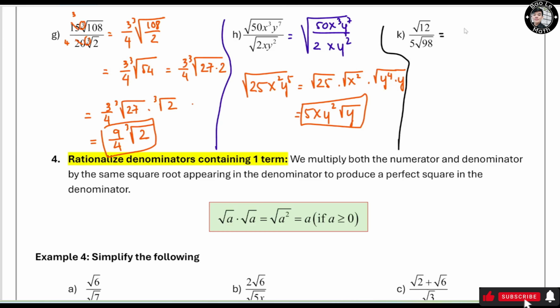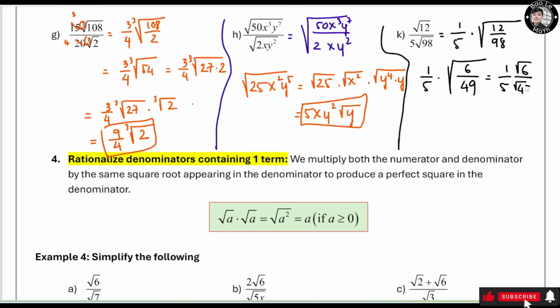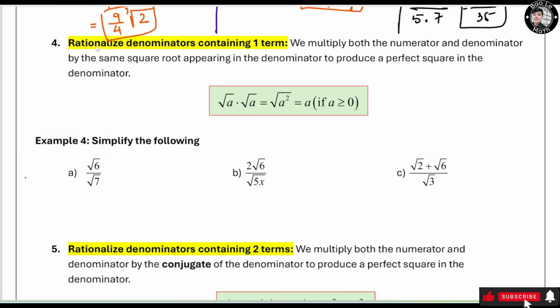Now the last one we have 1 over 5 times square root of 12 over 98, right? Now we're going to divide the top and bottom by 2. So we have 1 over 5 times square root of 6 over 49, right? So it's going to be 1 over 5 times square root of 6 over square root of 49, right? So it's going to be square root of 6 over 5 times square root of 49, which equals 7, right? It becomes square root of 6 over 35. Now let's move on to the next one.